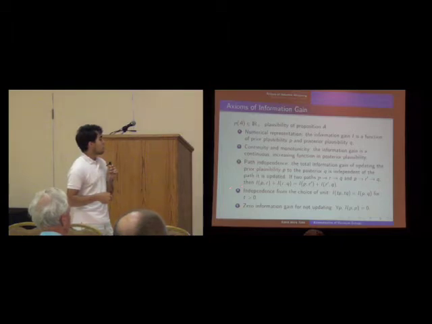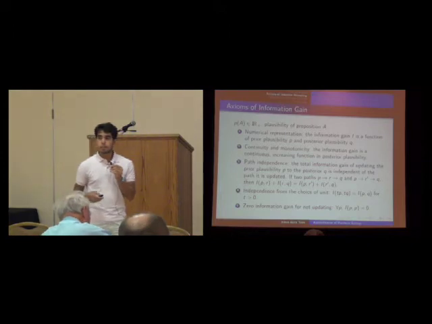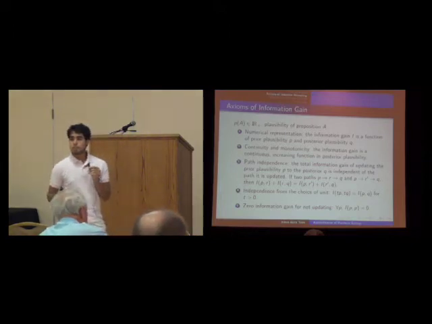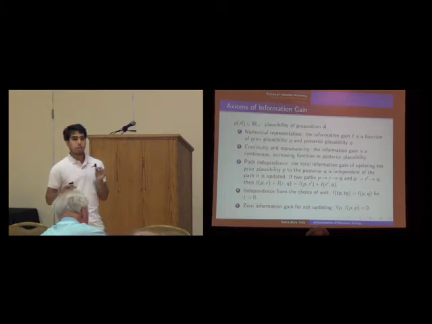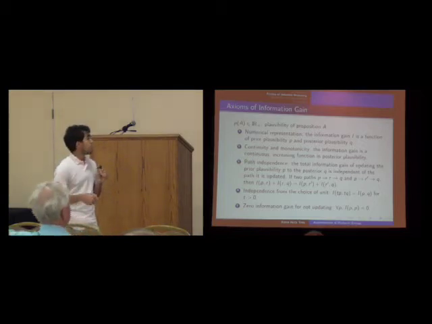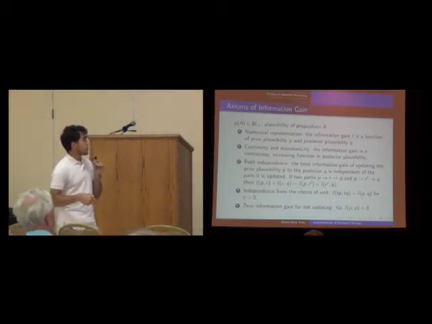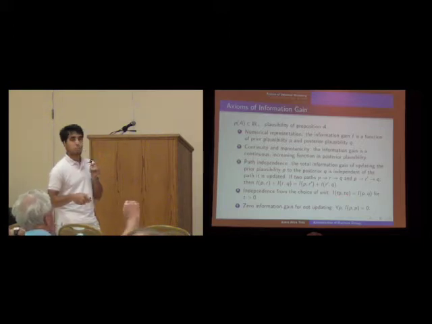The fourth axiom is independence from the choice of unit. That is, if the maximum plausibility is 1 or 100, it shouldn't matter. This is just a unit, which mathematically means that the function I is homogeneous of degree 1. If we multiply P and Q by a common factor T, then the total information gain should be the same.